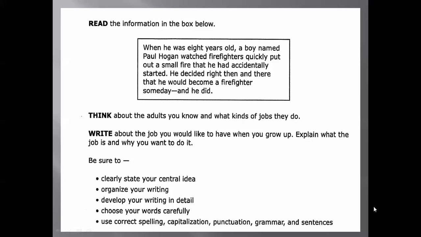Think about the adults you know and what kinds of jobs they do. So it's narrowing the topic. Here's the example. Paul Hogan was a firefighter. Some of the kids get confused with that, and if they're not given the explicit instruction of how to read it and how the author constructed it, they might think they have to write about being a firefighter when in fact they may not want to be a firefighter when they grow older. So you have your think about adults you know, stimulating the brain, what kinds of jobs they do.